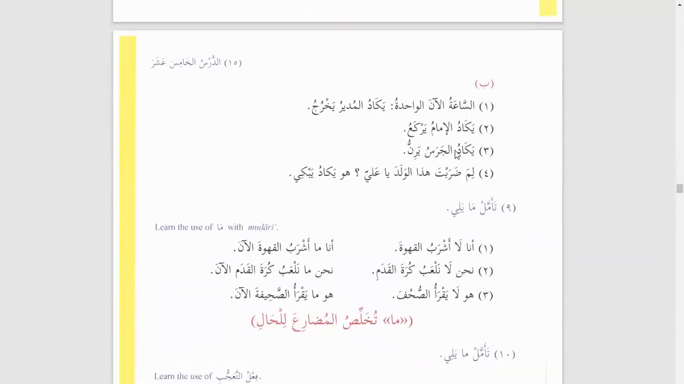All right, next we have ba, which is part B. Now the use of kada yakadu with the present tense. First we learned the use of kada for the past tense, and now we are learning it with the present tense. All right, who is going to answer now?